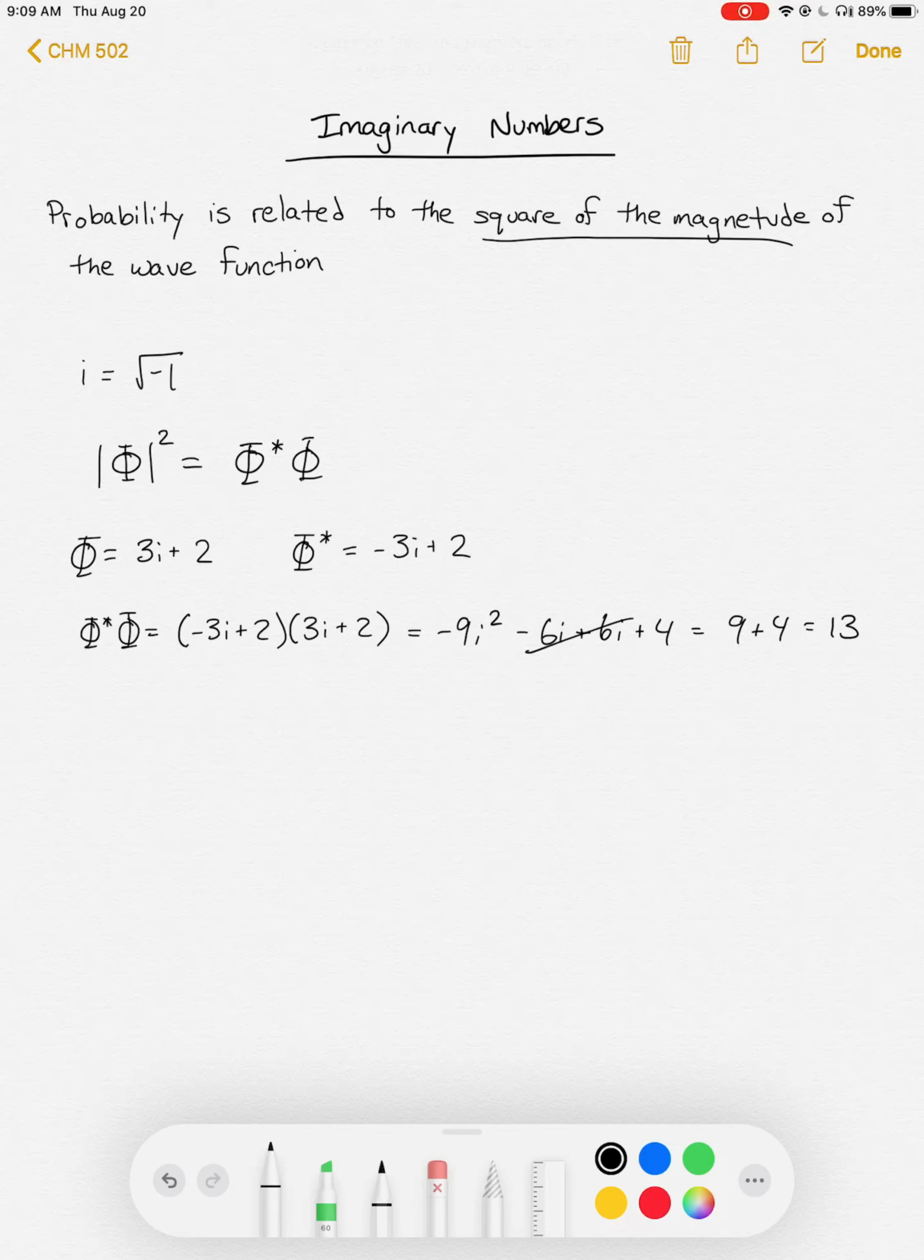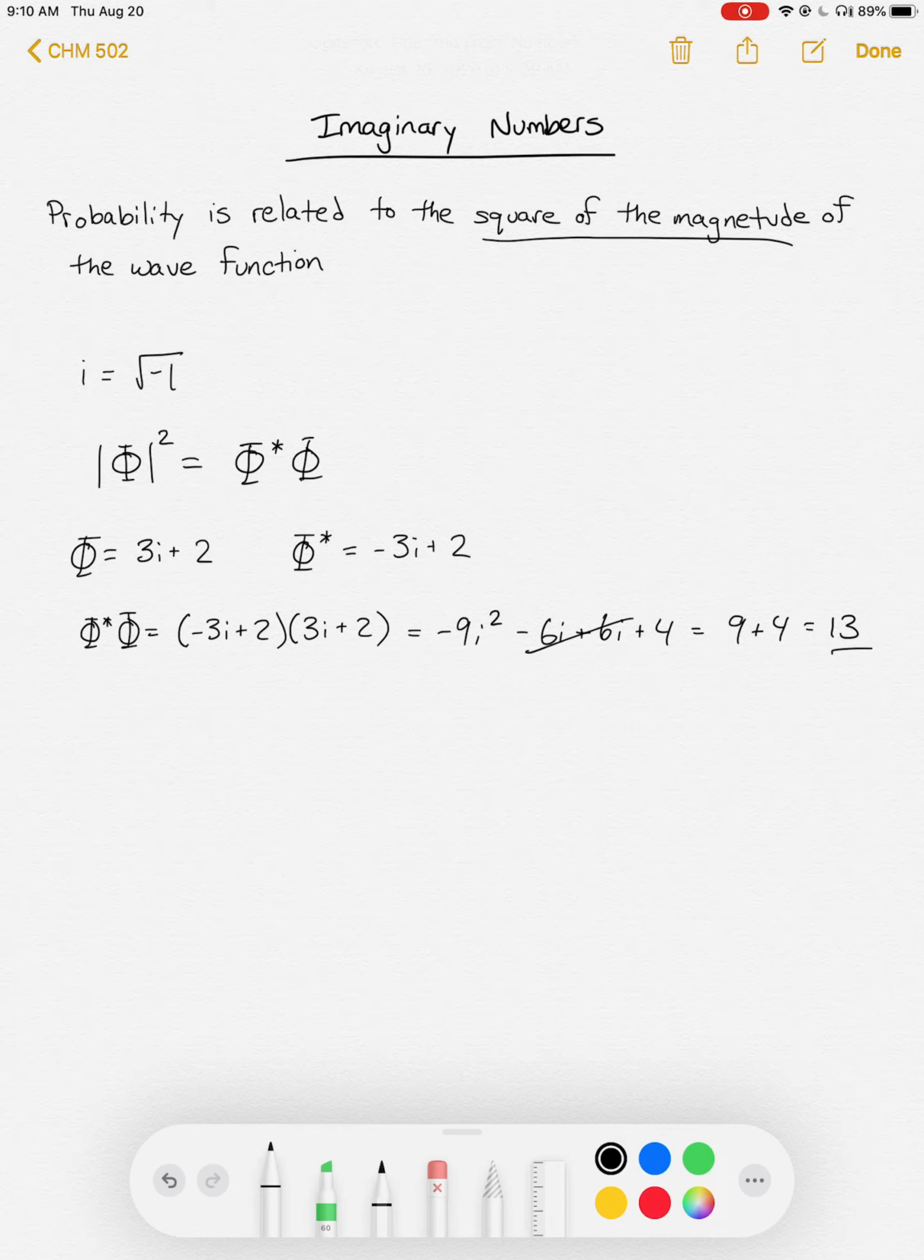So you can see when we take the square of the magnitude here, when we multiply an imaginary function by its complex conjugate, we remove all of the imaginary part. So now we just have 13, which is a real number, and we can scale that down to get a probability. And so that's the main way we're going to be using imaginary numbers.